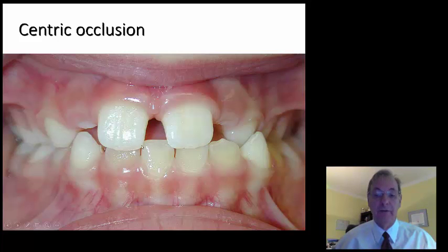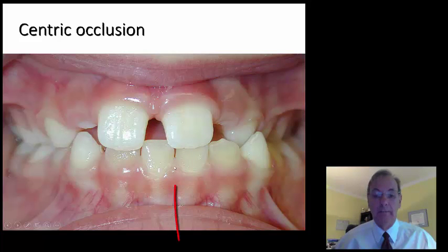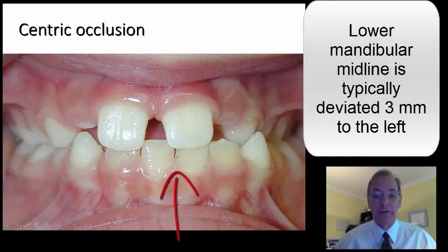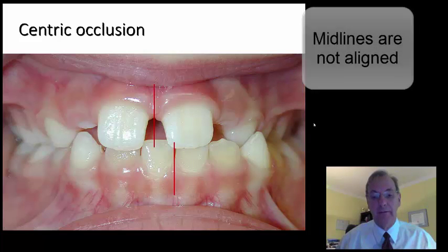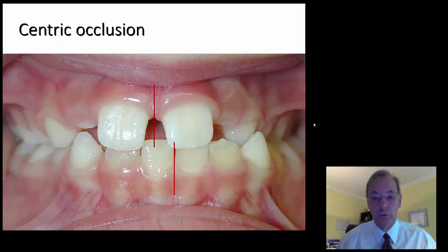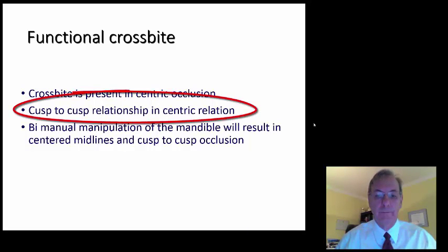Patient presents a fairly wide diastema. This is the maxillary midline, which actually fits with the reference midline, and this is the lower mandibular midline. So this patient, despite the fact that she has generalized spacing, still presents a crossbite on the left side. You can see the midline deviation. You can use the arrows rule. So what happens in a functional crossbite, the crossbite is present in centric occlusion.